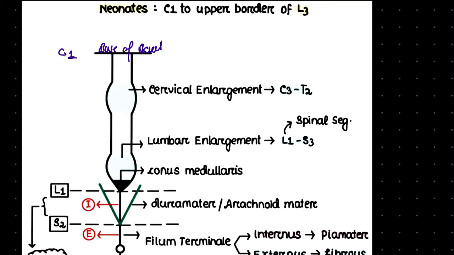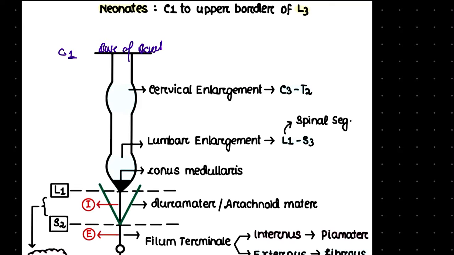Now if you see the longitudinal section of the spinal cord, we'll find that there are two enlargements. One is this enlargement, and another is this enlargement. Now what are these enlargements called? The upper one is called the cervical enlargement, and the lower one is called the lumbar enlargement. Now, why are there enlargements in our spinal cord?